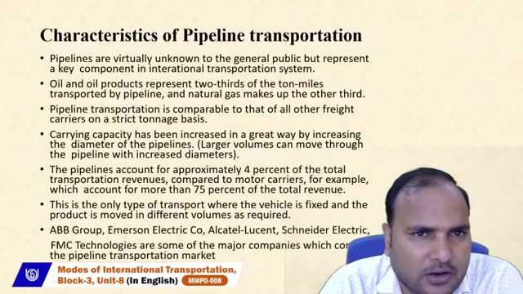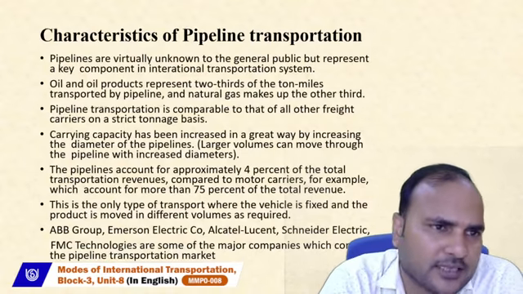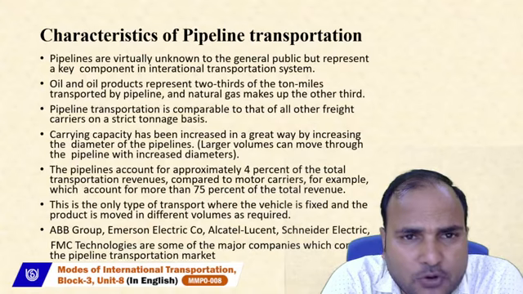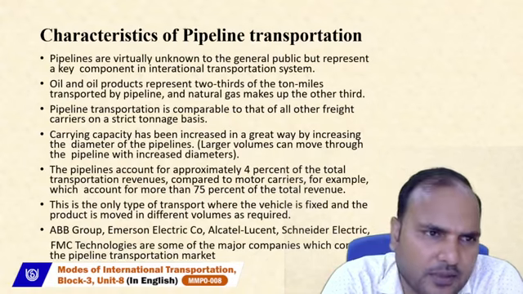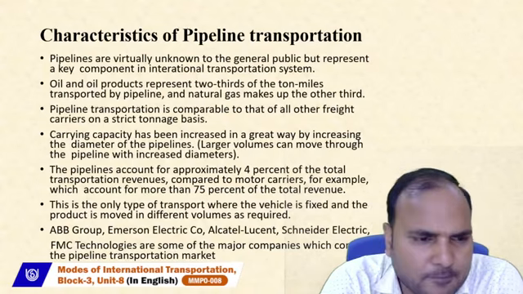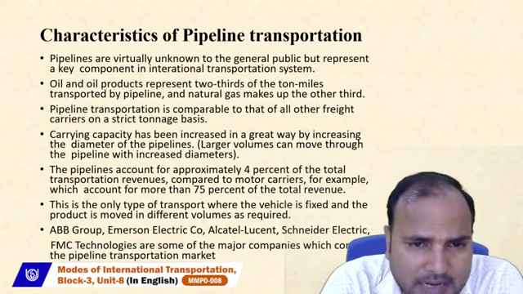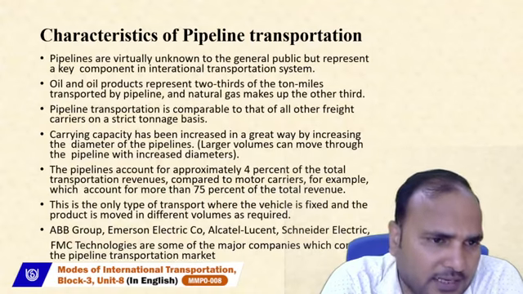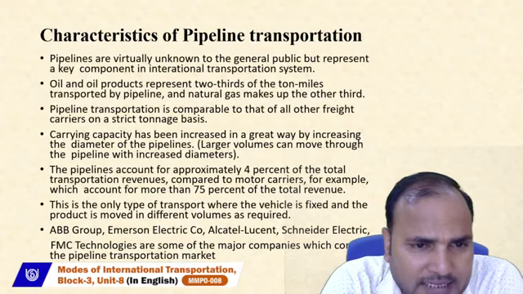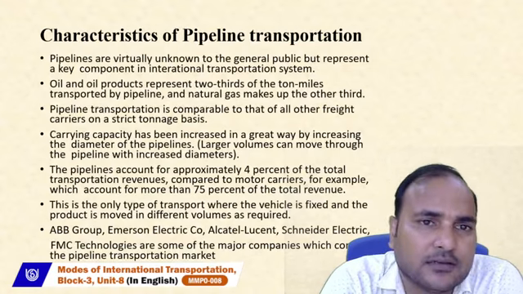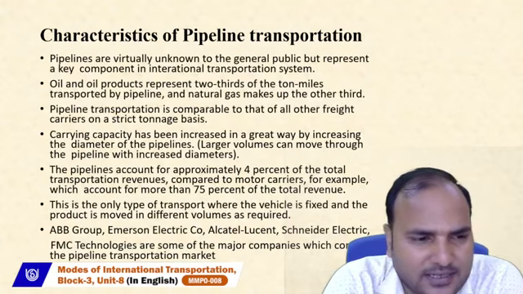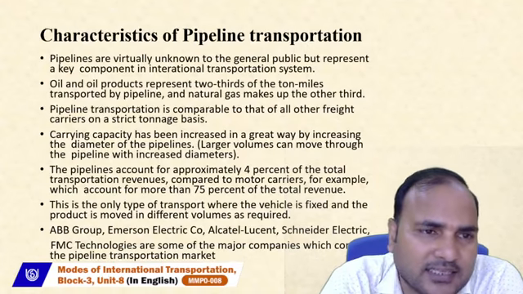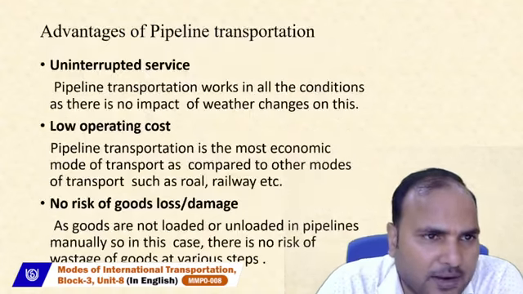Now there are different characteristics of pipeline transportation. Pipelines are virtually unknown to the general public, but they represent a key component in the international transportation system. Oil and oil products represent two-thirds of the ton miles transported by pipeline, and pipeline transportation is comparable to that of all other freight carriers. Carrying capacity has been increased greatly by pipeline transportation. This is the only type of transportation where the vehicle is fixed and the product is moved in different volumes as required. This is the advantage.